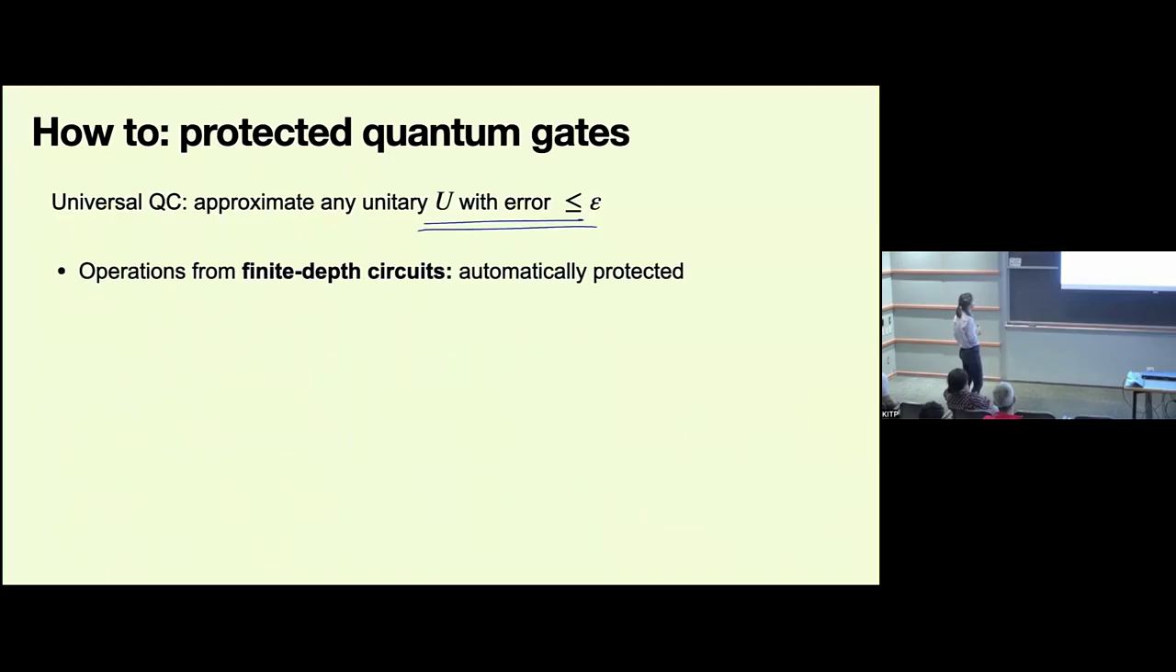So we care about protected gates. If we can implement a gate using a finite depth circuit, that means that if an environment, say, locally perturbs your system, under a finite depth circuit, this error will spread only a little bit. And actually, we are still able to prove threshold theorems in this case. So finite depth circuit gates are good. They're automatically good for quantum computation.